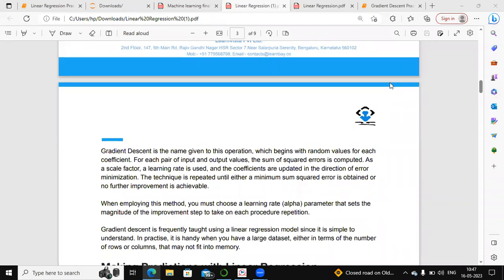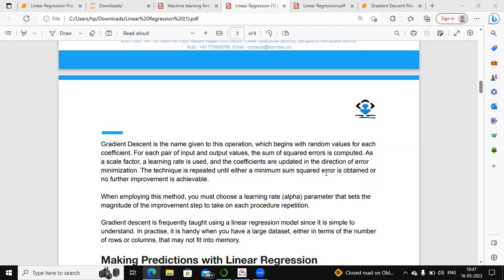Sorry guys, I had a network issue, so let me repeat once again. Gradient descent is the name given to the operation which begins with random values for each coefficient. Some random values will be given for slope and intercept. For each pair of input and output values, the sum of squared error is computed. As a scale factor, a learning rate is used, and the coefficients are updated in the direction of error minimization. We have seen that.